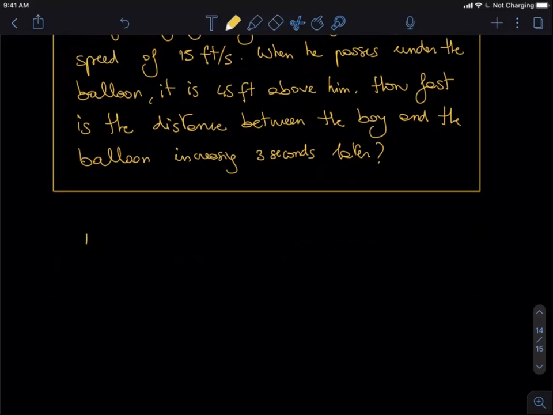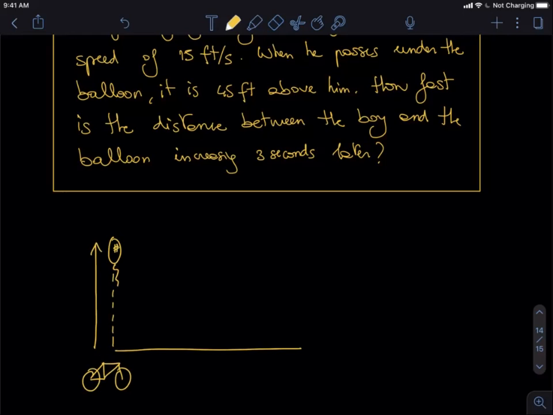Okay, so let's zoom. Here we have the balloon that is going up. And then here we have the road. And here we have the cyclist, that is moving to the right.